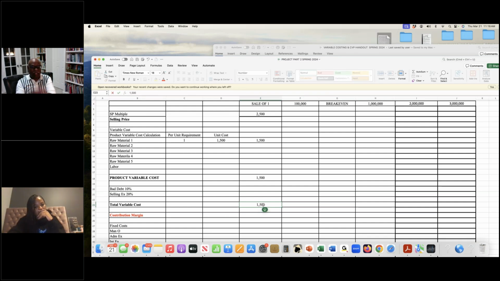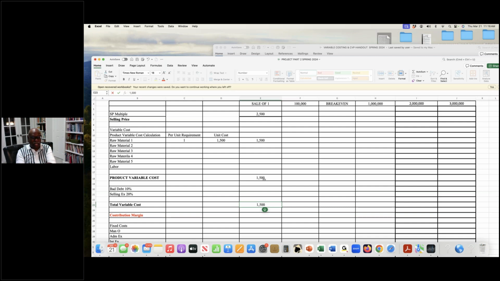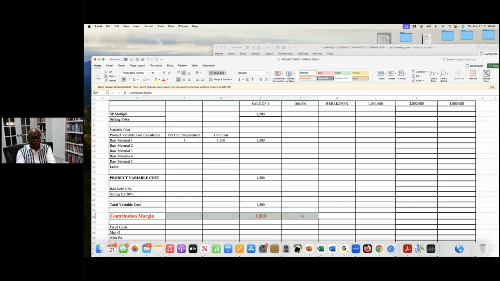It's in your assignments. So all we're doing is, we have a selling price of 2,500 and a variable cost of 1,500. So the contribution margin is 1,000 when we sell 1. This contribution margin is always the key number that we're calculating. Any questions so far?